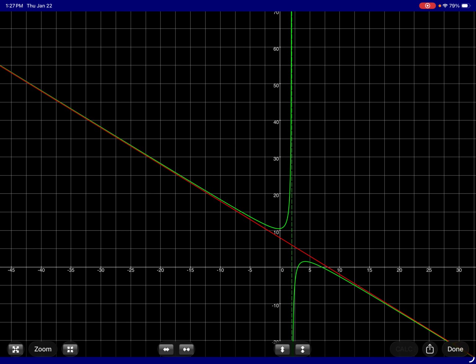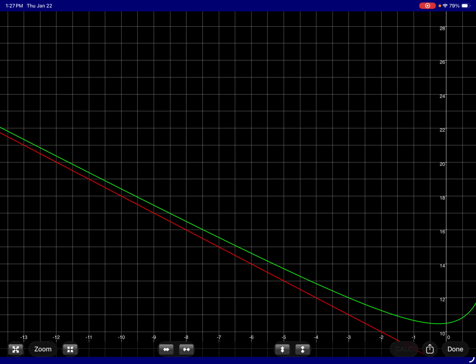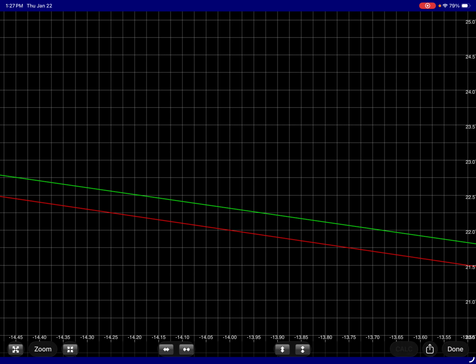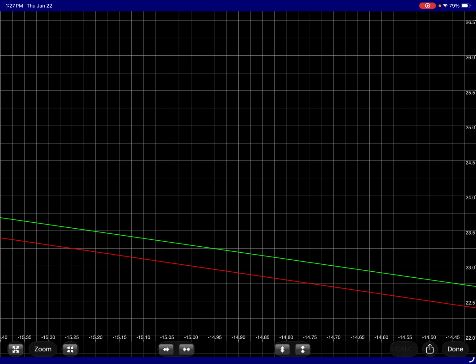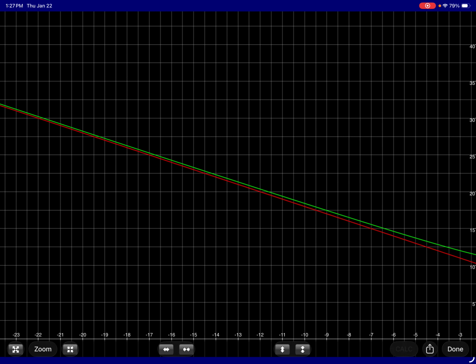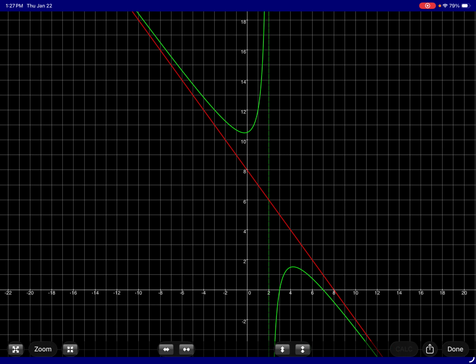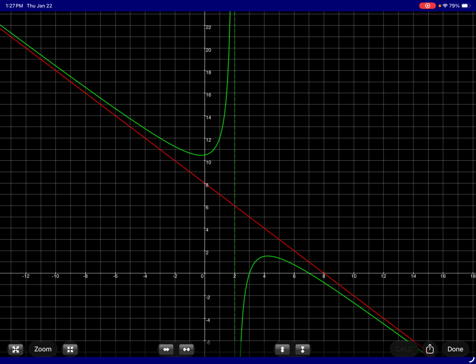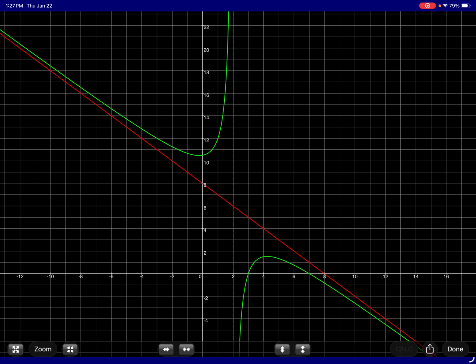There it is. You can see that this function will forever get closer and closer. But if I zoom in, and I'm just traveling left, it'll never touch that red line, right? And that's what's called a slant asymptote. Now you can have slant quadratics and slant cubics as you get more and more complex, right?